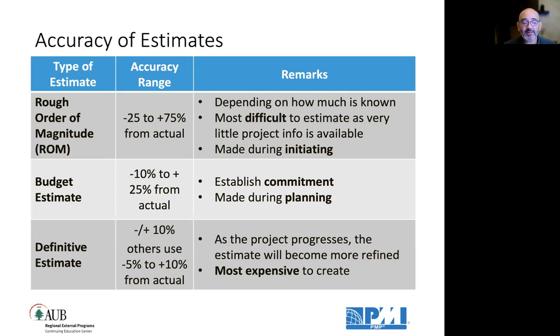With definitive estimate, as the project progresses, the estimate should become more refined. It takes time to develop, and it is the most expensive to create. Usually the definitive estimate, which is the baseline, is plus or minus 10%. Some use -5 to +10% from actual variances.